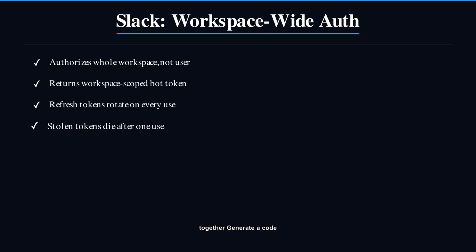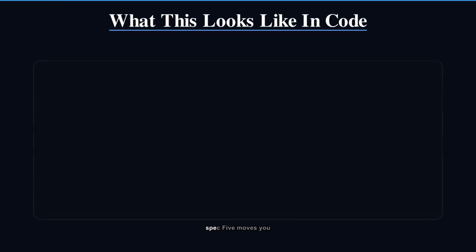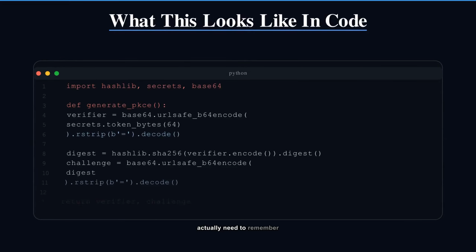Put it all together. Generate a code verifier, redirect with its hash challenge, get back a short-lived code, exchange it server-side with the verifier, receive access and refresh tokens, then call the API with a bearer header. 10 steps in the spec, 5 moves you actually need to remember.